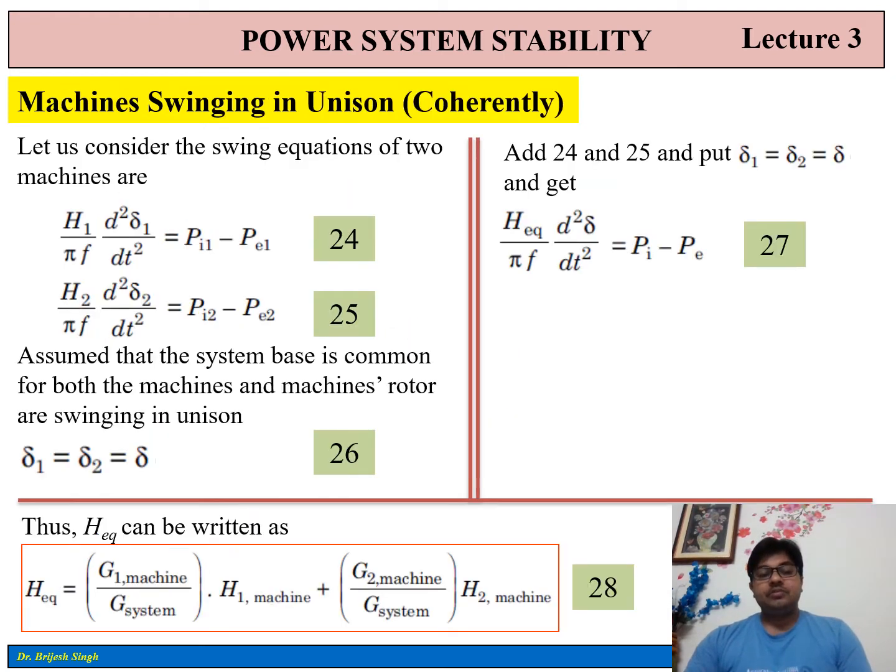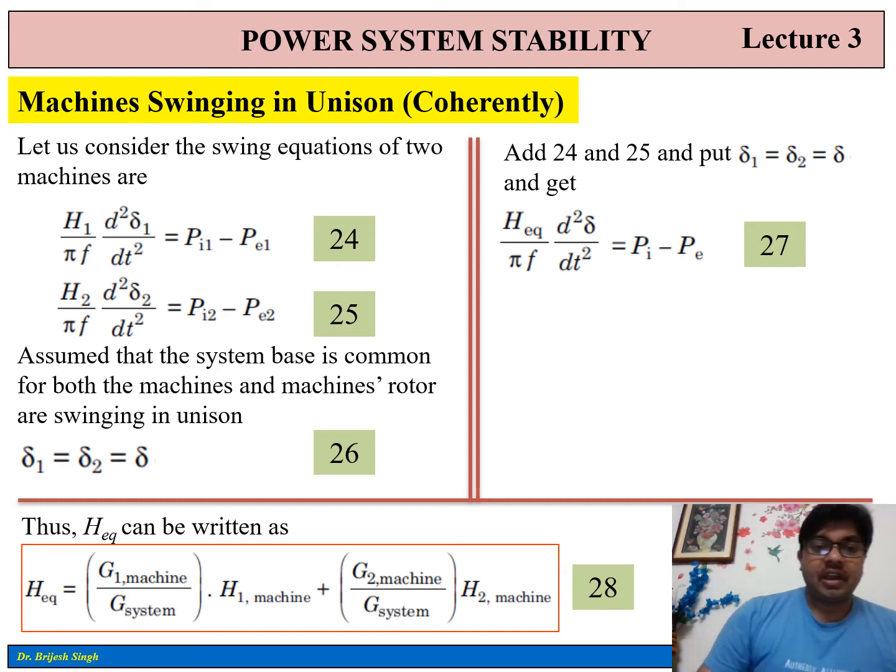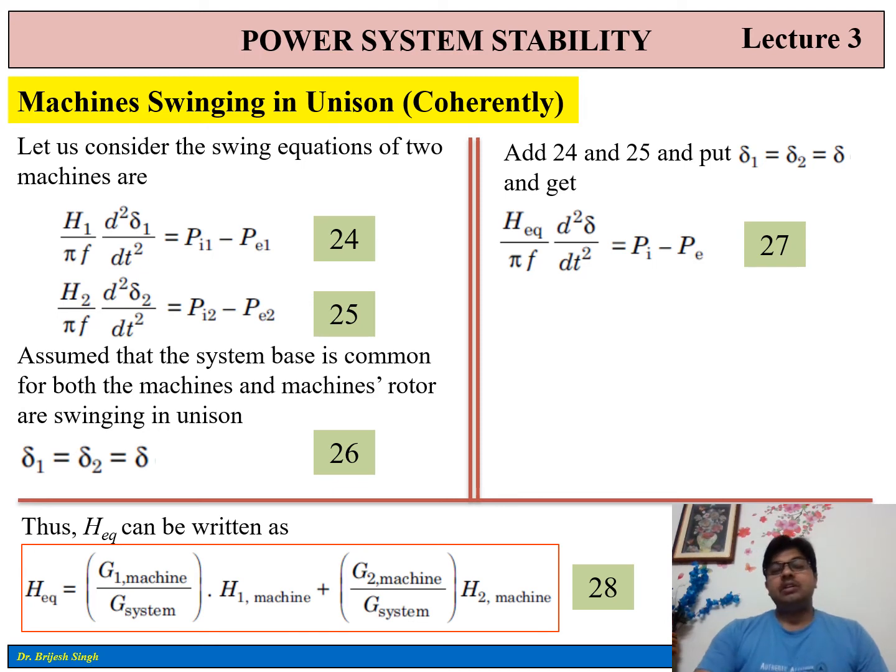Let us assume there are two machines connected to the same system, having a common base for both machines, and the rotors of both machines are swinging in a synchronous manner, or in unison, in response to a disturbance. So we can say that the swing equation of machine 1 can be represented by equation number 24. Similarly, for machine number 2, it will be represented by equation number 25.